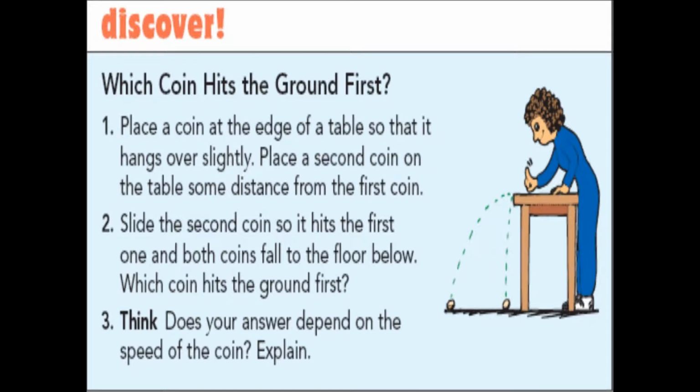Here is a little experiment that you can run independently. Place a coin on the edge of a table so that it hangs over slightly, just before it would tip over. Place another coin on the table some distance from the first coin. Slide the second coin so it hits the first one, and both coins fall to the floor below. Does your answer depend on the speed of the coin? Explain.